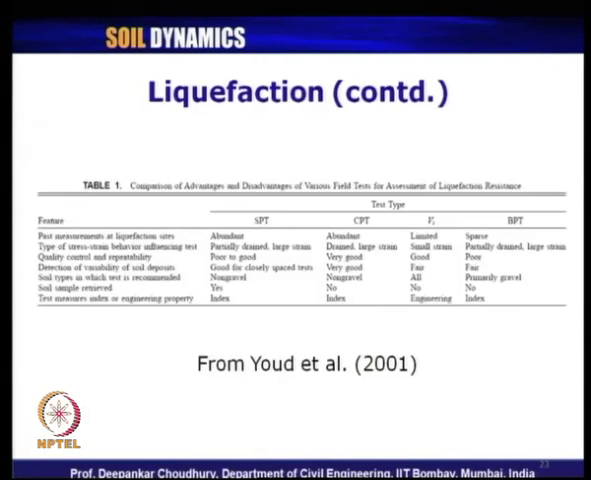So, a comparative study as given in Andrus et al. 2001 for different test types and different features regarding their advantages and disadvantages of these different field tests for assessment of liquefaction potential. Suppose the feature we take is past measurements at liquefaction sites, then SPT is abundant, CPT also abundant, Vs means it is using SASW test, okay, limited, and BPT sparse.